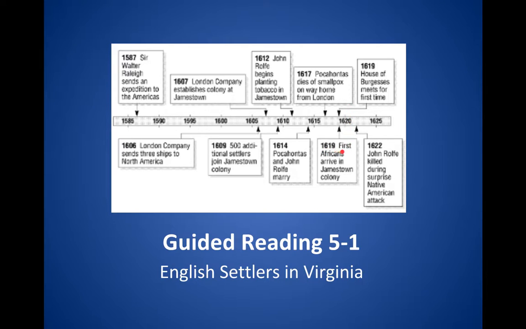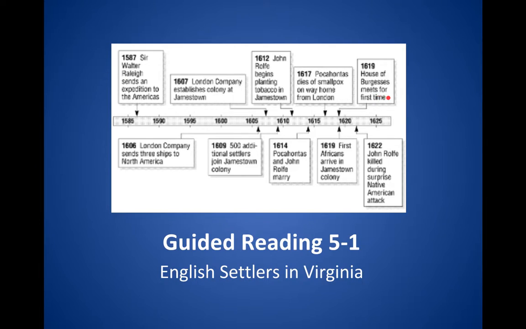Moving down here to 1619, the first Africans arrived in Jamestown colony. This ties back to 1612, John Rolfe planting tobacco. So just a few years after John Rolfe plants tobacco, Africans arrive in the Jamestown colony. And we'll talk about why Africans were needed in the Jamestown colony, but it has a lot to do with John Rolfe planting tobacco. Okay? And like I said, that's a huge reason why it's so important to U.S. history as a whole, these Africans coming and starting in 1619.